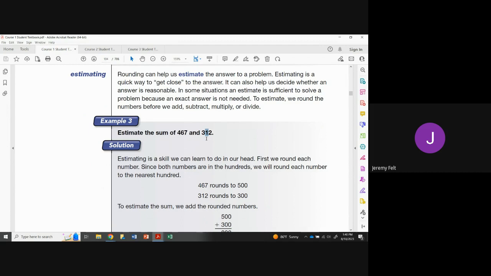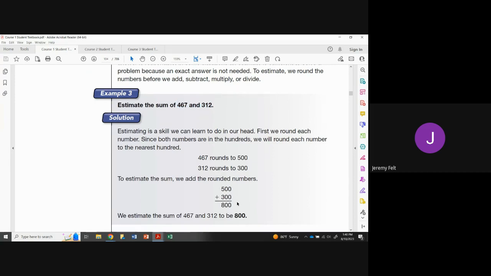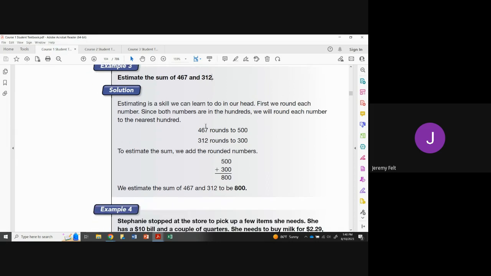Sum means addition, so I'm going to call this 500 plus 300, and that's going to give us 800. Okay, not exactly the same as what this sum would be, but it's going to be close. So we first round, and then that helps us when we're estimating.